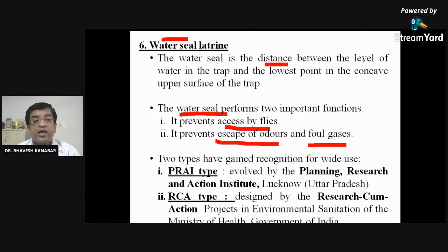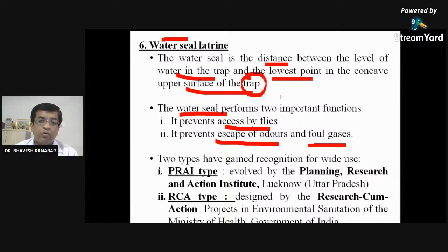So it is the distance between the level of the water in the trap, as you know that is part of the water seal latrine, trap, pan, and these are the parts of the connecting pipe, and the lowest point in the concave upper surface of the trap. So what happens in this connecting pipe, between this connecting pipe and trap, and the name itself is trap, so water is trapped over here. How is this trap made up? Here it is U-shaped, right? Whatever water is coming inside the U part will be trapped and will work as a water seal.